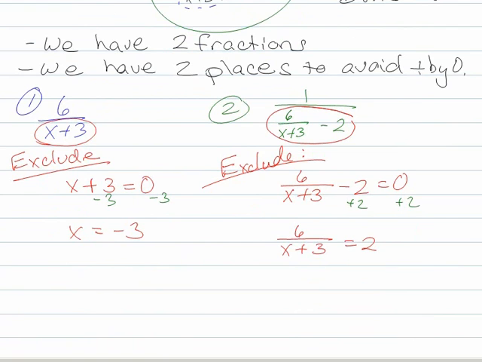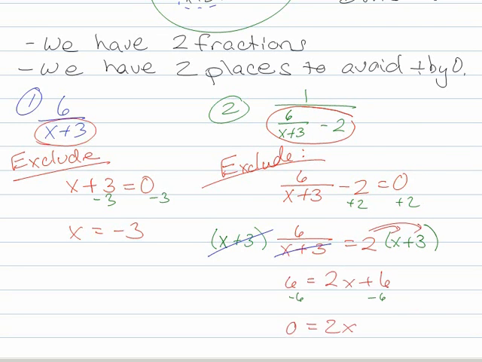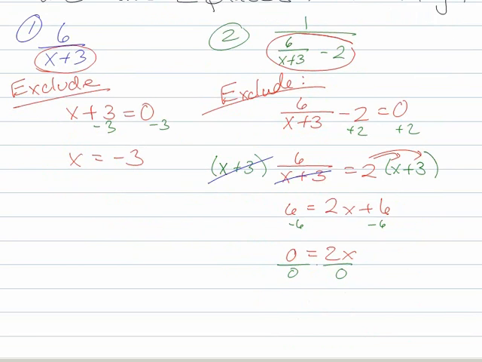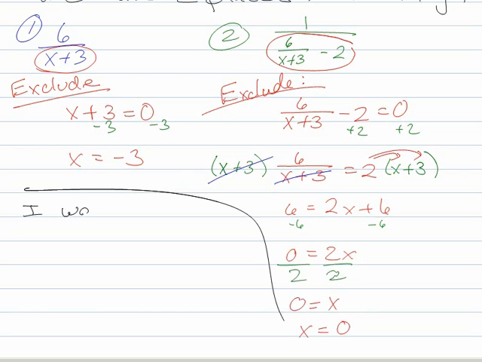To get rid of the x plus 3, multiply both sides by x plus 3. Then these will cancel out. So I'll get 6 equals 2x plus 6. Subtract my 6 on both sides. Divide both sides by 2, and get x equals 0.